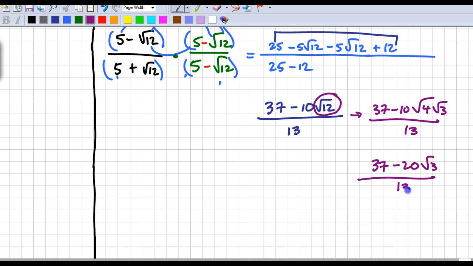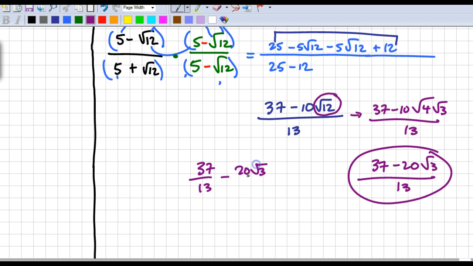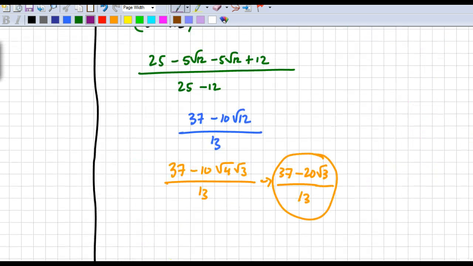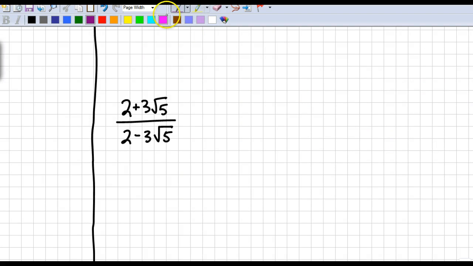3 over 13. Again, the book, I think, wants you to write them as separate fractions, so we'll do it their way by writing it out separately. But I'm fine with you leaving it as one fraction as long as everything is reduced. I think we have one more to show here, and then we'll be done.